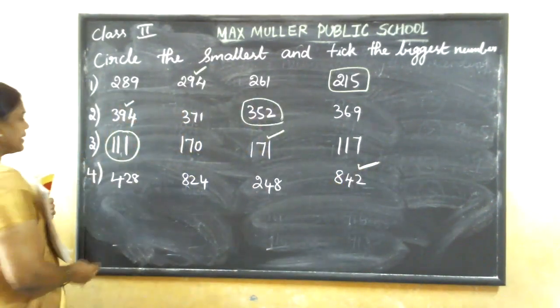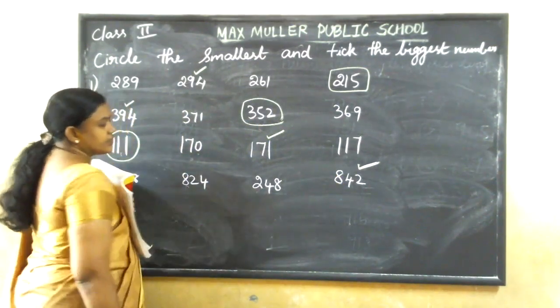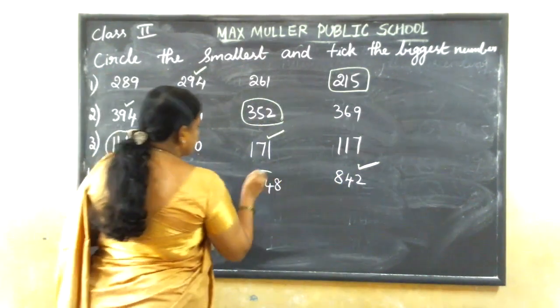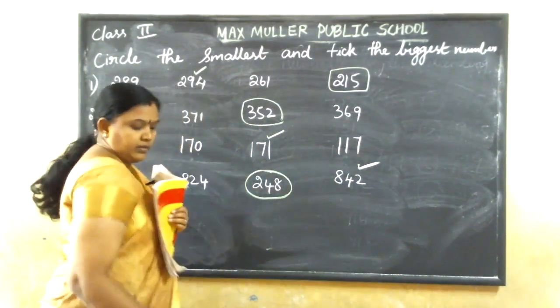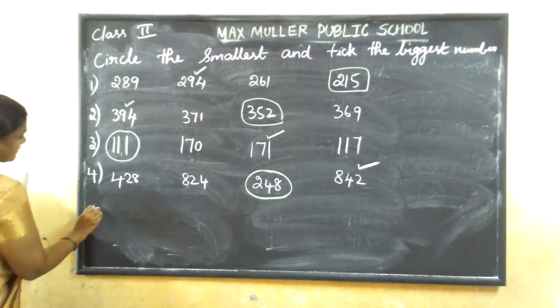Small number. See the hundreds place: 4 is here, 8 is there, 2 is there. Which one is the small number? 248 is the small number. Fifth one.